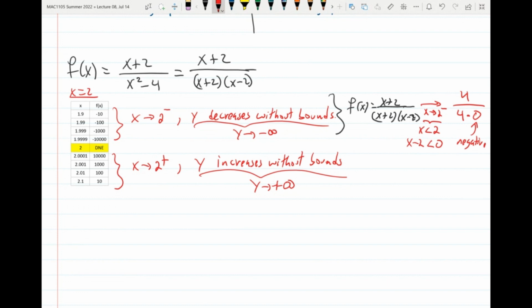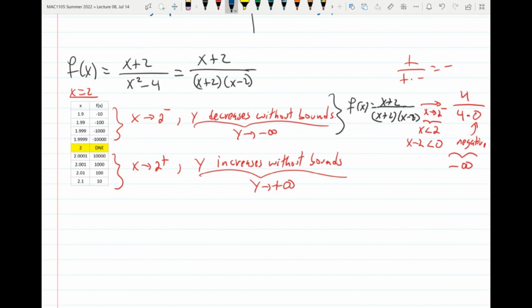If you see a 0 in the bottom and a number on top, you know it's either positive or negative infinity. Which one is it? Analyze the sign of the factor. Okay? So in other words, the signs here are positive over positive times negative. That's a negative, right? So this will give me negative infinity. That's how you see that.